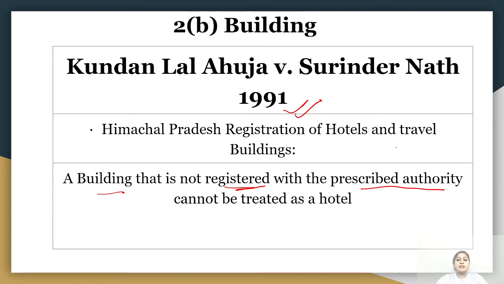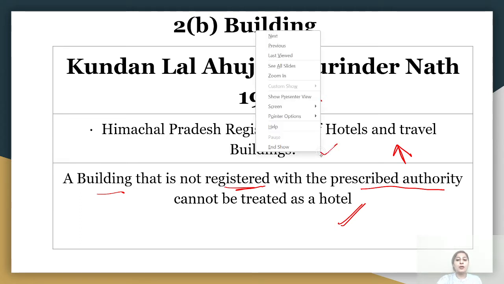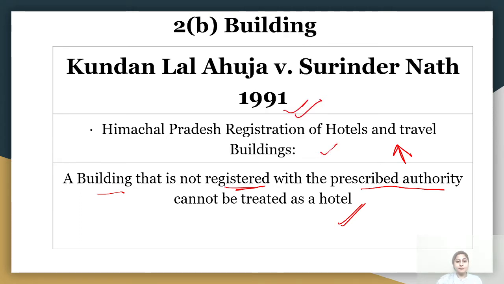And what is this prescribed authority? It is the Himachal Pradesh registration of hotels and travel buildings. और इसका purpose हम validly समझ सकते हैं because Himachal Pradesh में a lot of revenue is through tourism. So that is why they are administering it strictly. अगर कोई भी building को hotel count होना है, so they need to get themselves registered with the Himachal Pradesh registration of hotels and travel buildings.